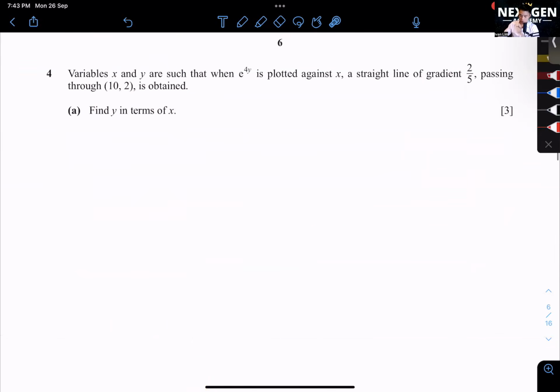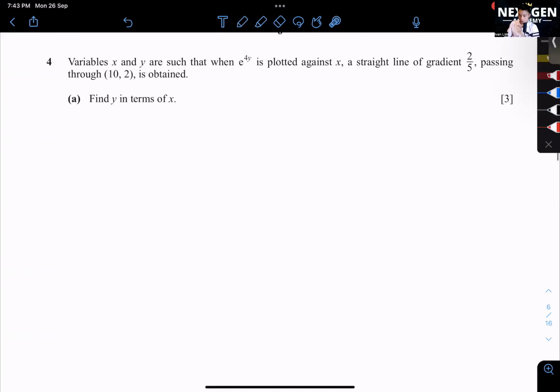Okay, question 4. Variables x and y are such that e to the power of 4y is plotted against x. A straight line of gradient 2 over 5 passing through (5, 2) is obtained. For us to visualize it clearer, I want you all to always plot it out like this. Gradient of 2 over 5, so gradient m equals 2 over 5. Then it passes through (5, 2), probably somewhere here.